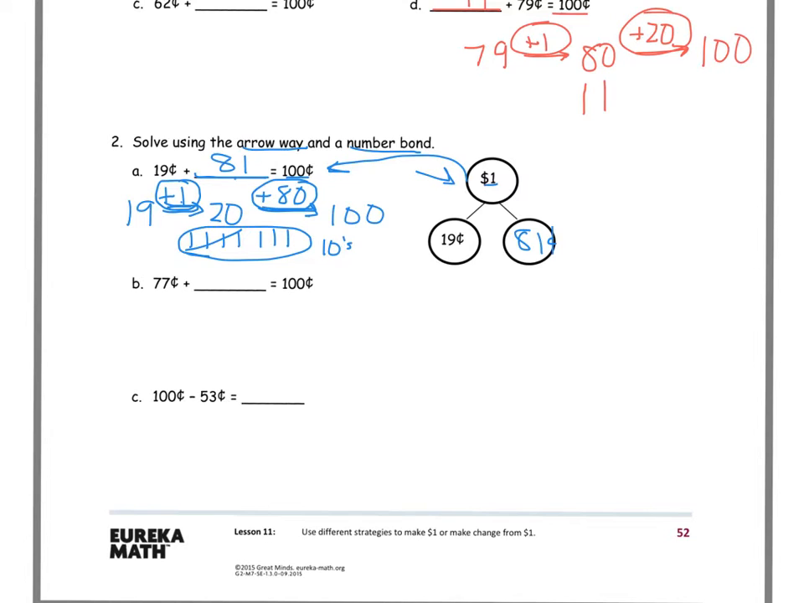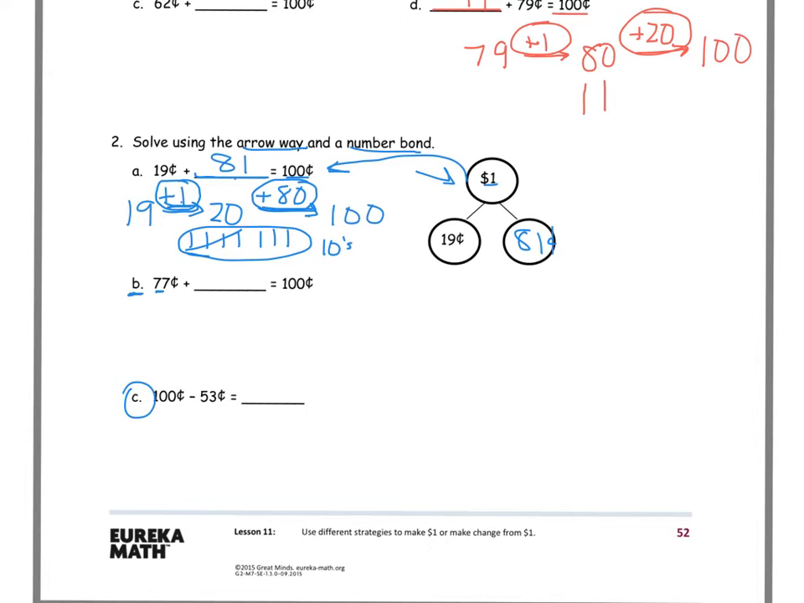So we'll do one more, and we'll see how this is going to work. And I'll do C because that one looks a little different. And B is the exact same thing. I'm just starting with 77, and I'll do the arrow way to 80 and then 80 to 100.